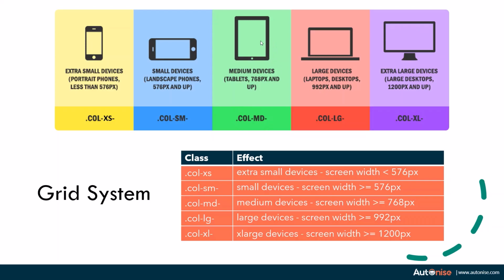Sometimes some small laptops also have a screen size which is similar to a tablet. Hence small laptops would also come under col-md. Then there are laptops which have a bigger screen width and they come under col-lg. Then there are desktop PCs and televisions which come under col-xl. So if you use these col-sm, col-md classes, your grid system will be very responsive and your entire website will look nice on different devices.